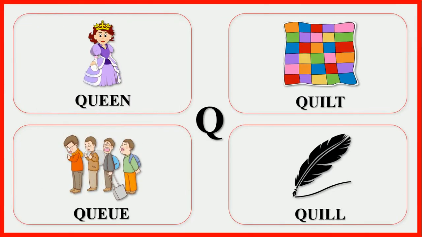Okay, children, now repeat with me once again. Kyukwe, queen. Kyukwe, queen. Kyukwe, quilt. Kyukwe, quilt. Kyukwe, kyu. Kyukwe, kyu. Kyukwe, quill. Kyukwe, quill. Okay, now you have to practice it at home daily.